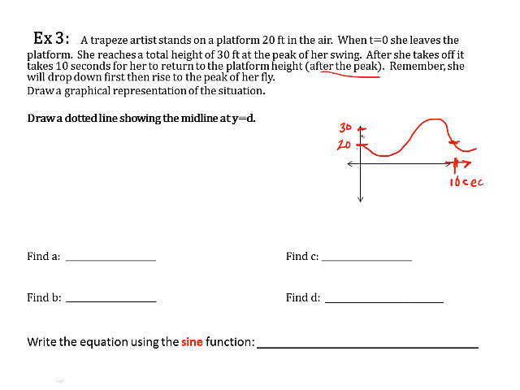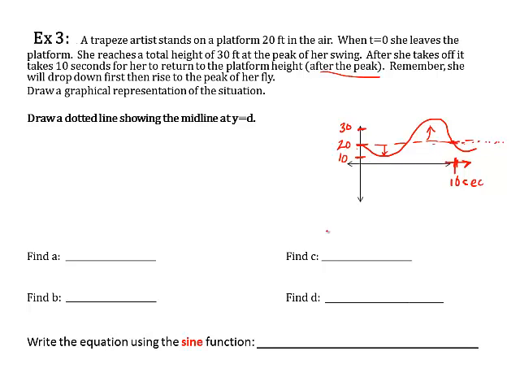So let's think here, okay? If here's the midline right here, that's the platform height, right? Think about how far is she going down? Well, if you don't know for sure, think about how far is she going up. We know she's going up 10 feet, right? That means she has to go down 10 feet. She's not going to go below 0, below ground level. She's going to just go down to 10 feet in the air. So draw the dotted line showing the midline at y equals d. Well, we kind of figured that out because that's where the platform is, all right?